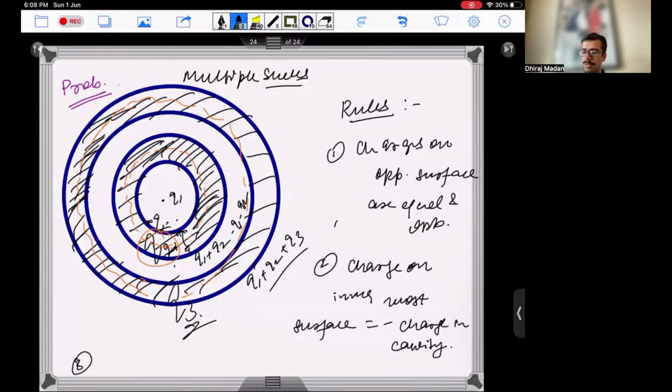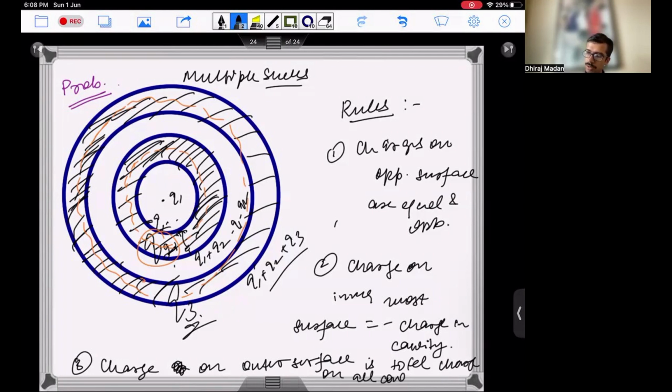Thirdly, the charge on the outer surfaces is the total charge on all conductors enclosed. So basically you could have applied the same logic over here. So Q1 is the charge inside. We applied Gauss law to compute that. Minus Q1 is the charge on the inner surface of the innermost shell.